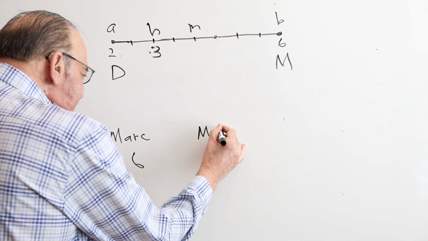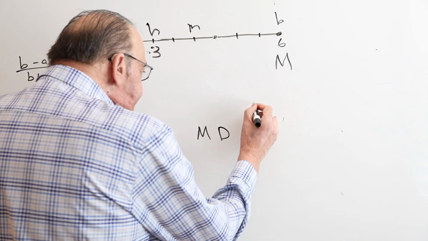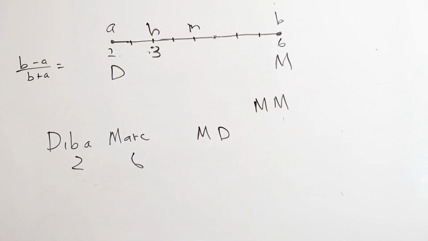But then Deba can't take the second step, because then they both have taken 1 step. And we want Mark's steps to always be strictly greater than Deba's steps. So we have to start with 2 M's, which means Mark takes the first 2 steps. And then Deba can take the 3rd step, or Mark can take the 3rd step.